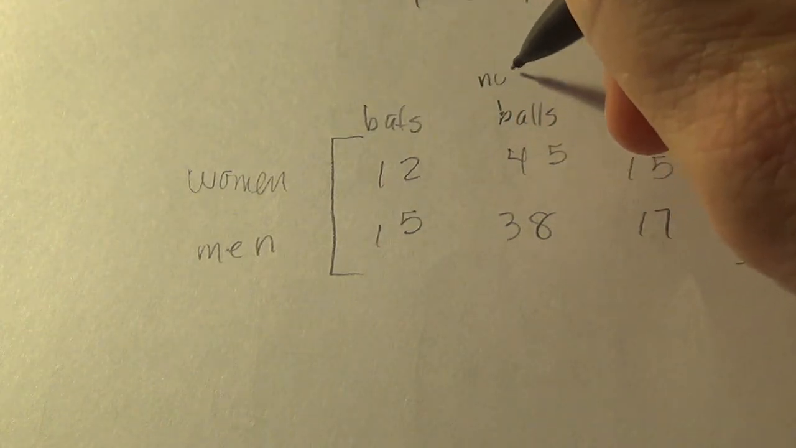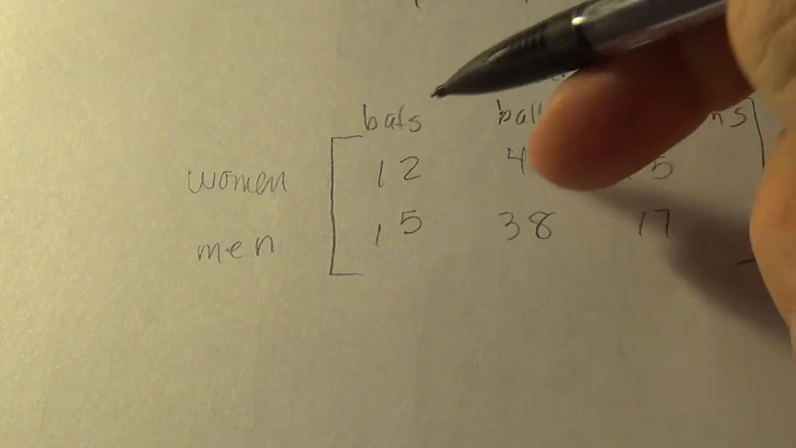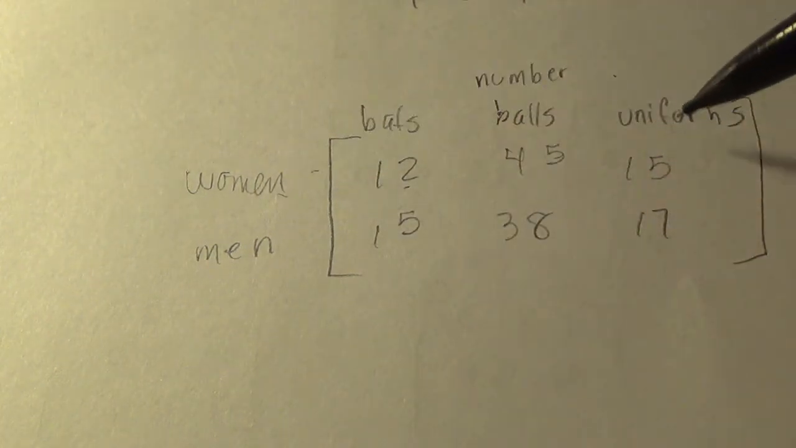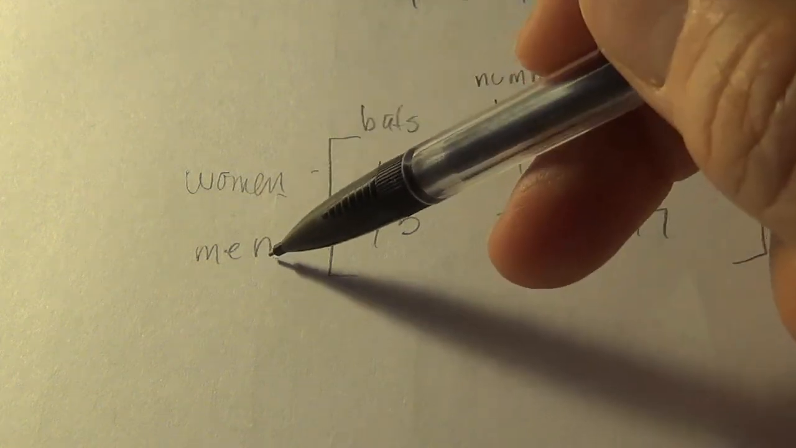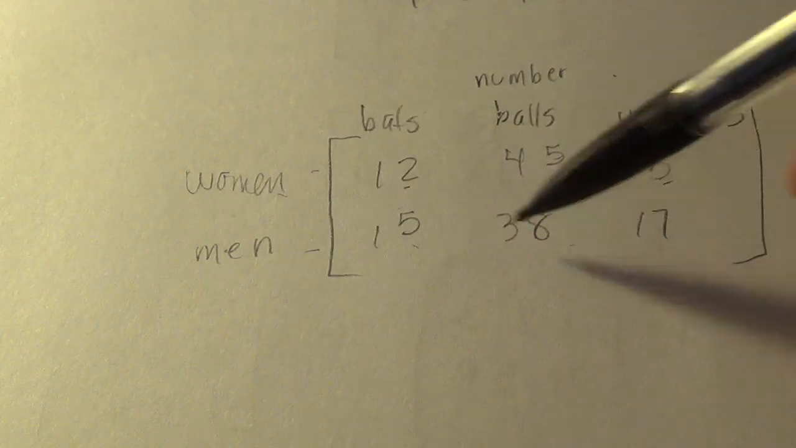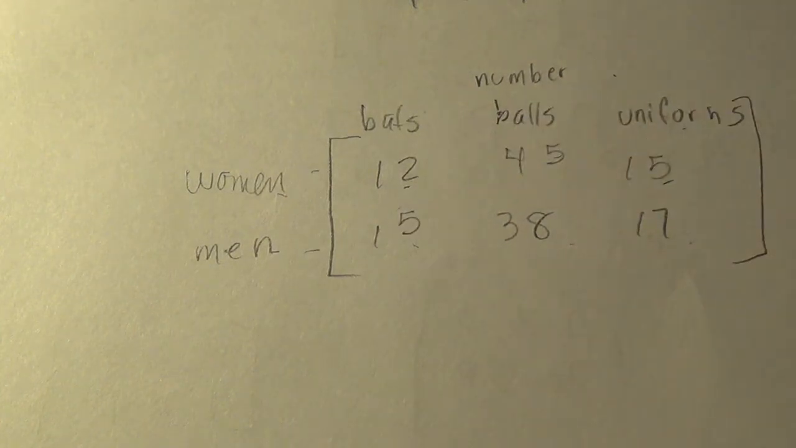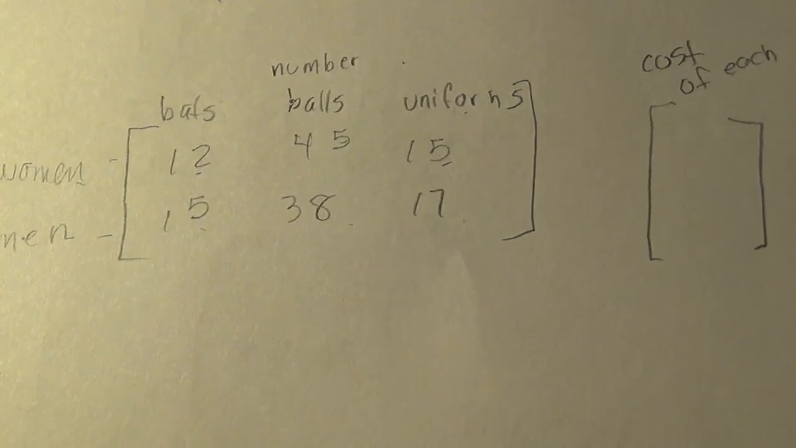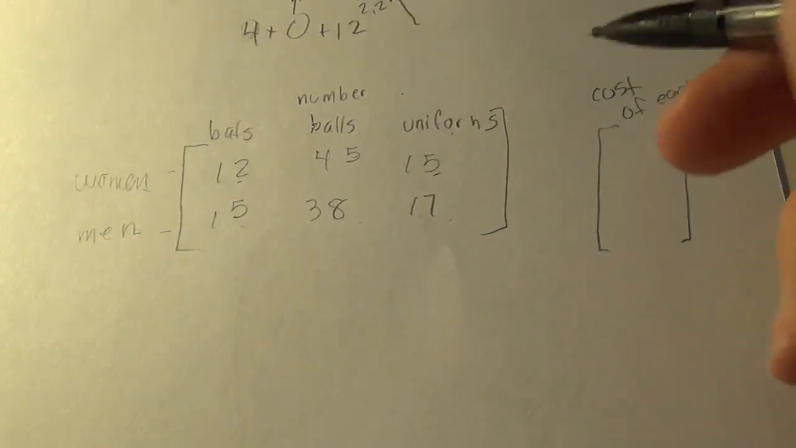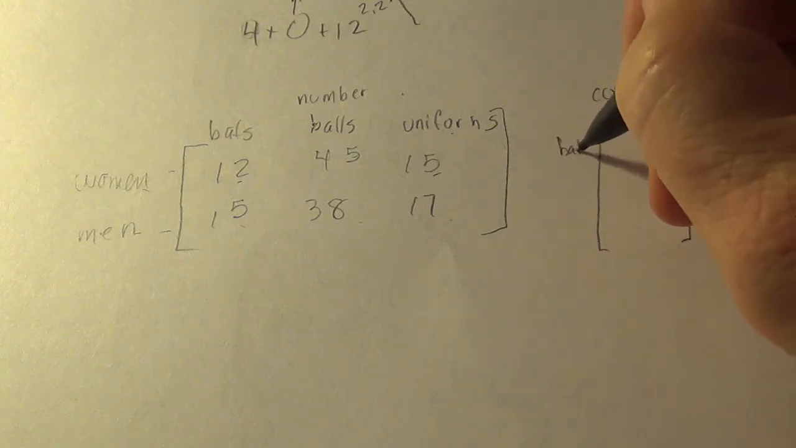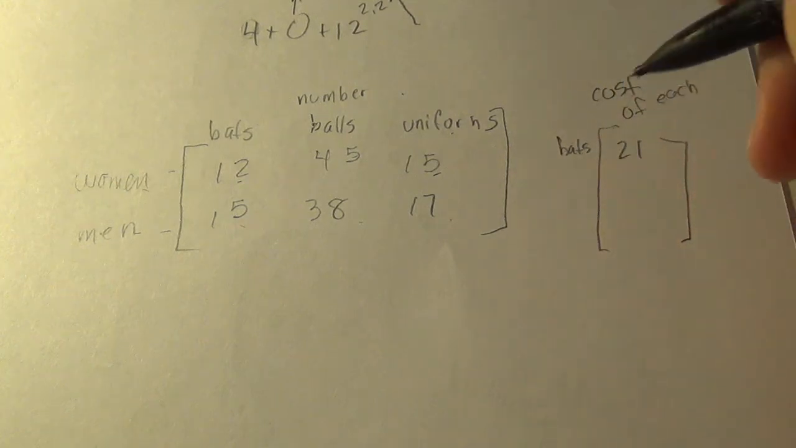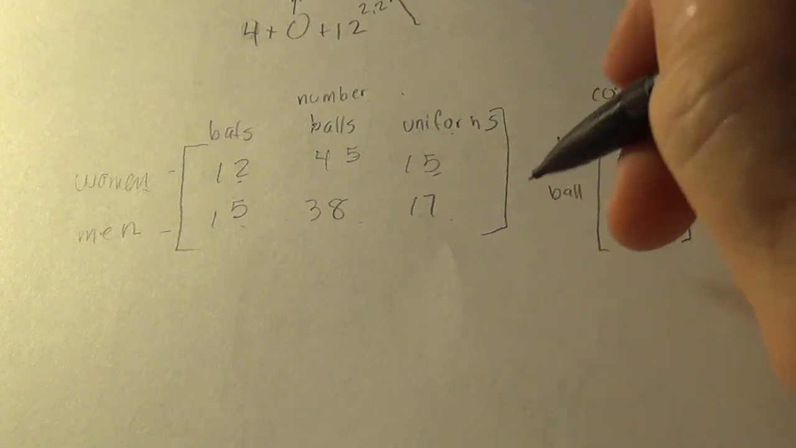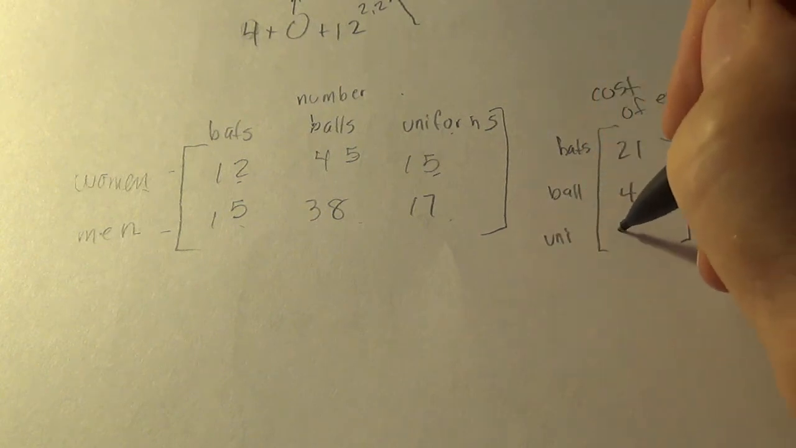This is the number of bats the women are going to buy. This is the number of balls they're going to buy. This is the number of uniforms. This is the number of bats the men are going to buy, the number of balls the men are going to buy, and the number of uniforms the men want to buy. So now I'm going to put that together with the cost, and say the bats are 21, like in the olden days, and the balls are 4, like in the way olden days, and say the unis are 30.